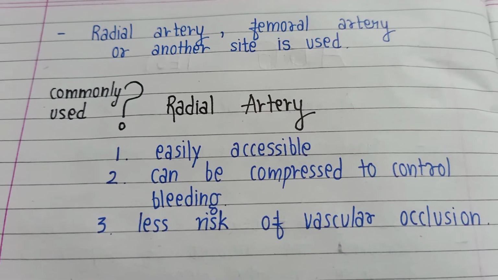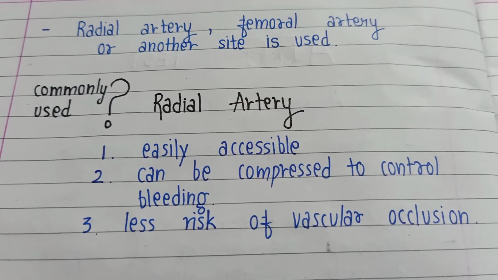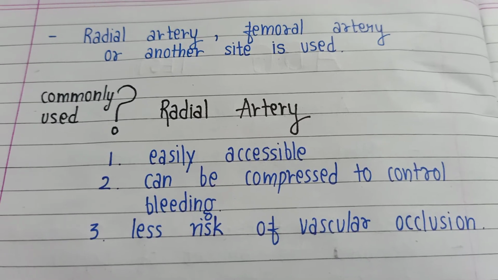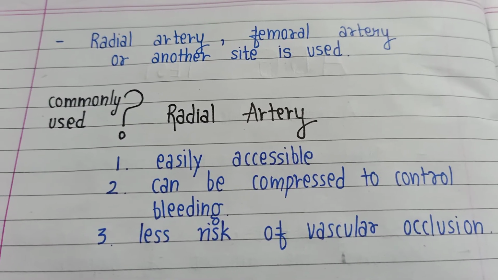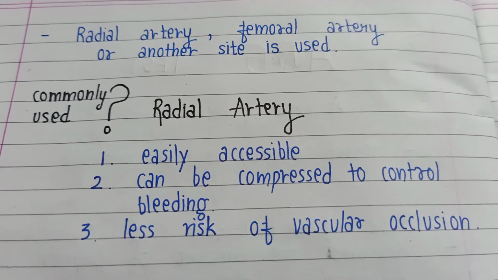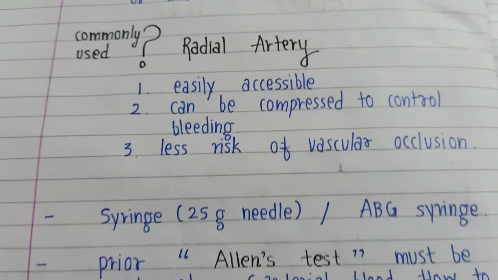So the question might appear on your mind: why is the radial artery most commonly used? The very first reason is that it is easily accessible. It can be compressed to control bleeding, because we know that arterial blood pressure is more than venous pressure, and there is also less risk of vascular occlusion. So that's why the radial artery is most commonly used.